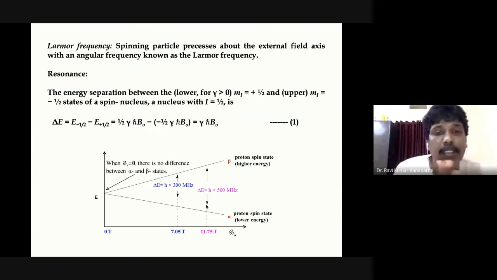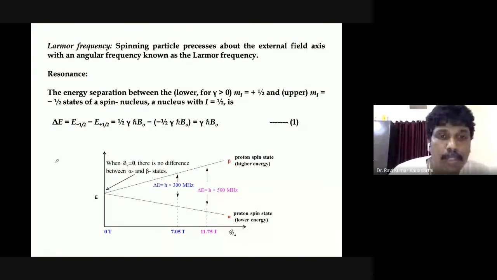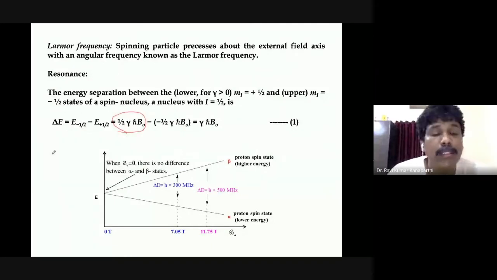Now if I ask you to estimate what is the energy difference between these two states, if you substitute half or minus half, there are two spin orientations possible for a half spin nucleus. For a half spin nucleus, I is equal to half, or it can be minus half also, and then it is like E minus half and E plus half.